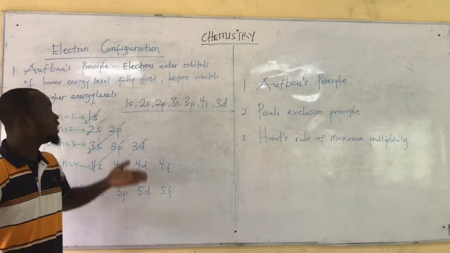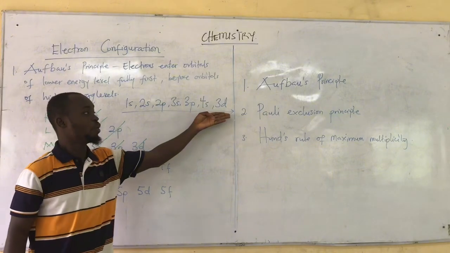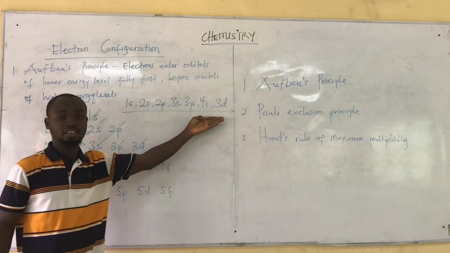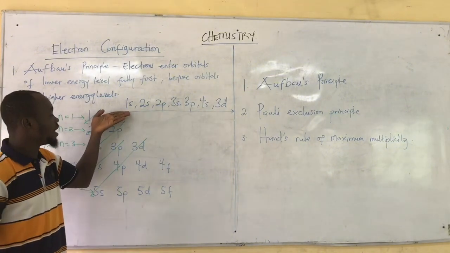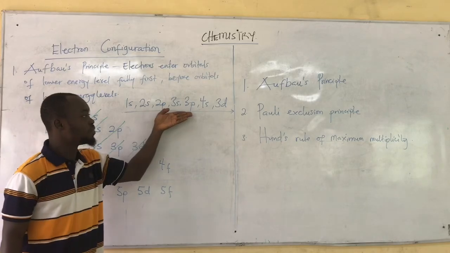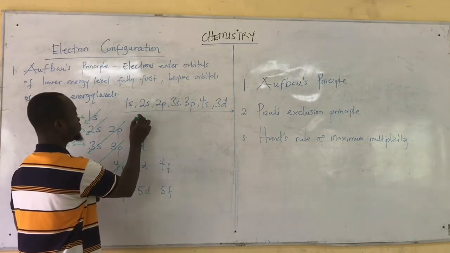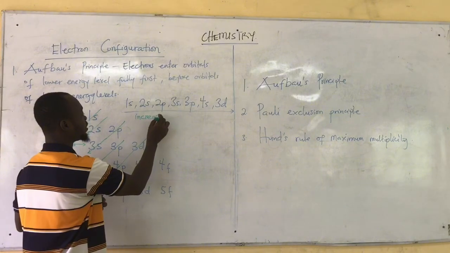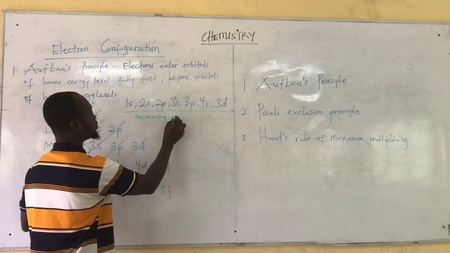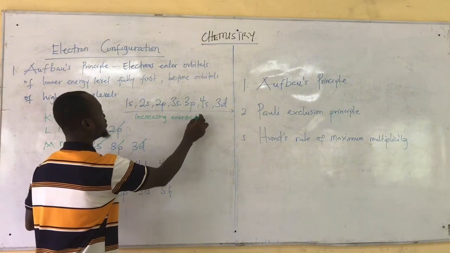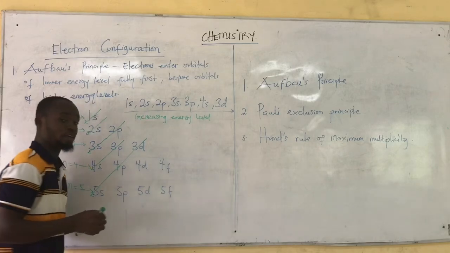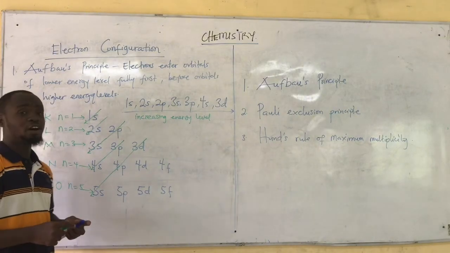And this is the arrangement of the orbitals based on their energy level. This is the lowest, and as you move forward, the energy level is increasing. So I can write here, increasing energy level. So that is the Aufbau principle.